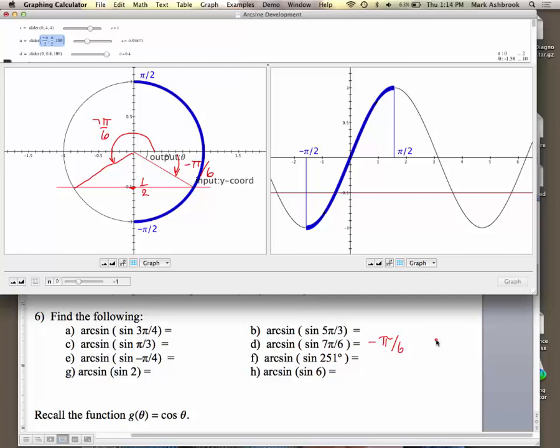Check it with your calculator. Put in sine of 7 pi over 6, get that, and take the arcsine of that. Negative pi over 6 is about negative 0.51 or something. You should get an approximation of about negative 0.51 or 52.